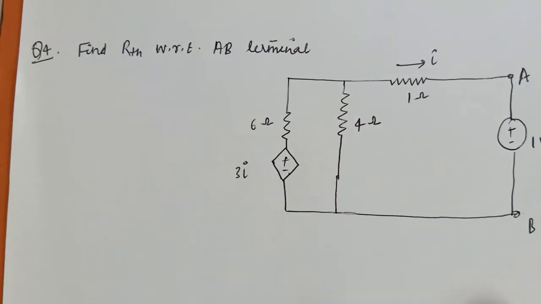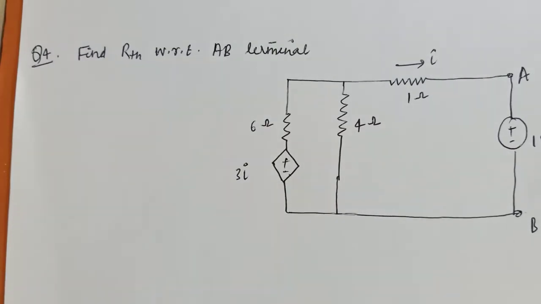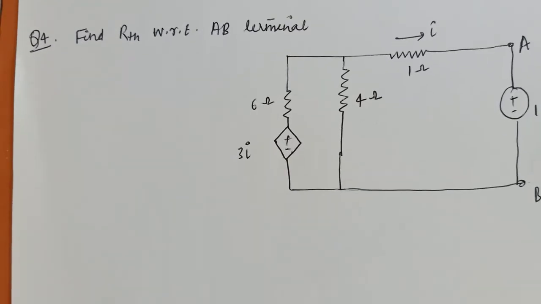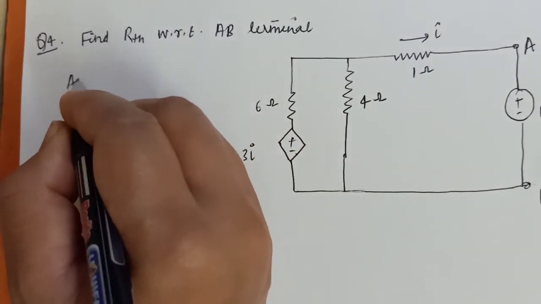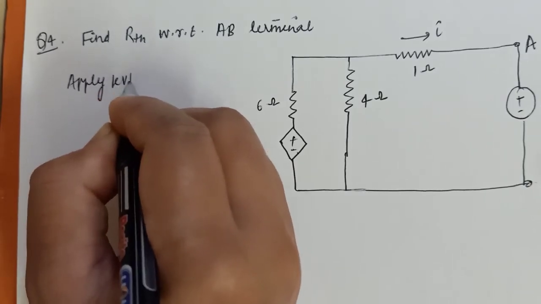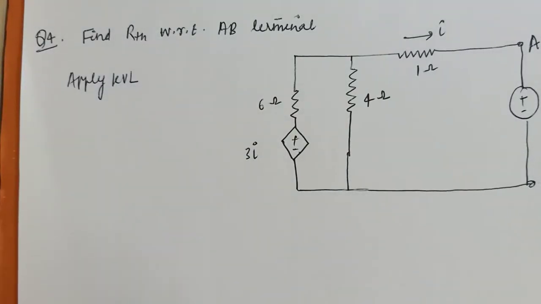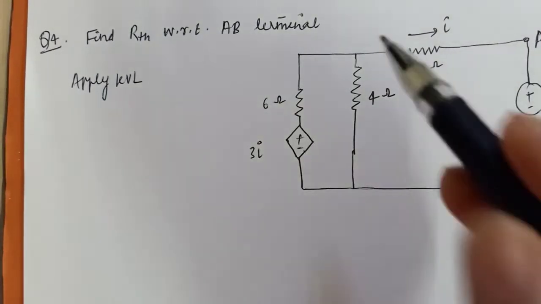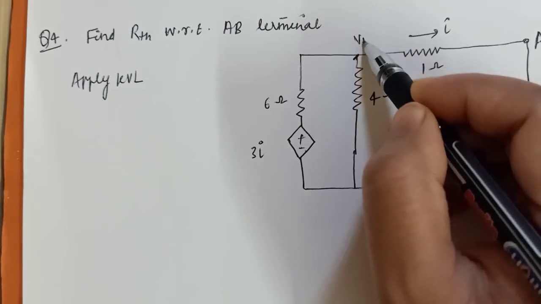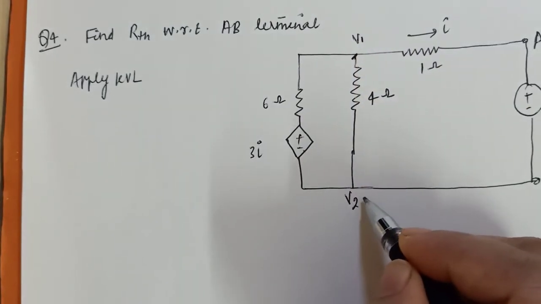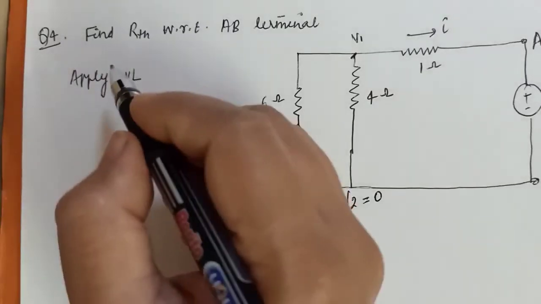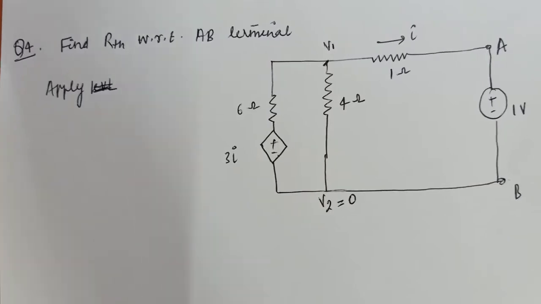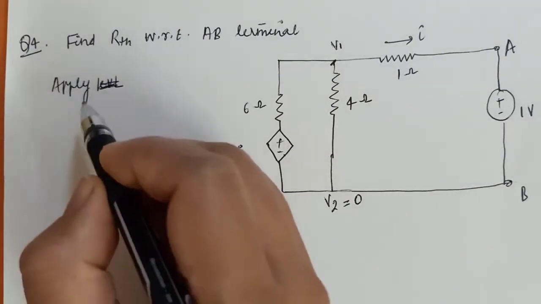Clear? Now if you are assuming the voltage source, apply the KVL. If you are assuming the current source, then apply the nodal or KCL. So here I am going to apply the KVL. It's better to apply, see here you can apply the KVL, but at this node let's say the voltage is V1 and here let's say voltage is 0. V2 I am taking as a reference. So first apply the nodal, no KVL, first apply the nodal because this current you need to find out. For finding the current it's better to apply the nodal.